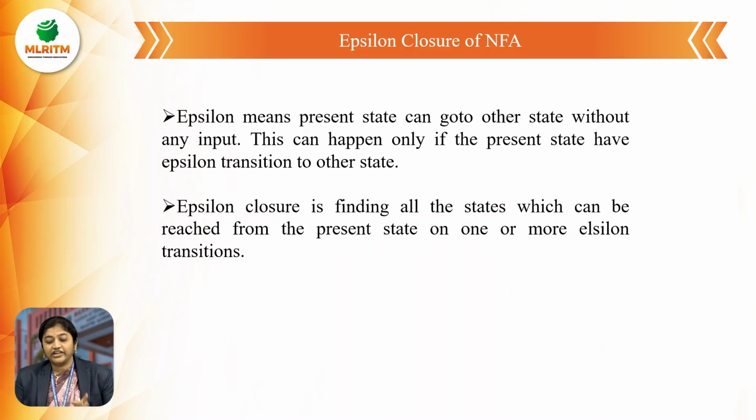This can happen only if the present state has an epsilon transition to the other state. That is, there should be a transition with the epsilon symbol from one state to the other. Epsilon closure is finding all the states which can be reached from the present state on one or more epsilon transitions. So without any input symbol, if an epsilon symbol is present, then we can move from one state to the other. Let us see a few examples.